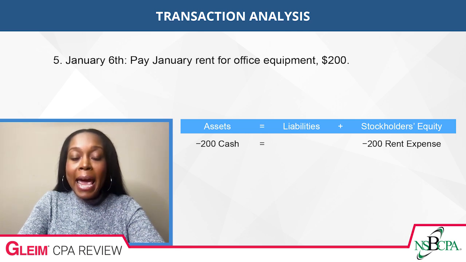Since we paid cash, the asset cash will decrease $200. The rent that we paid was for this month of January, and we say that this is an expense of doing business in the month of January. Expenses decrease retained earnings, which means expenses decrease stockholders' equity. In this balanced equation, both sides of the accounting equation are decreased.